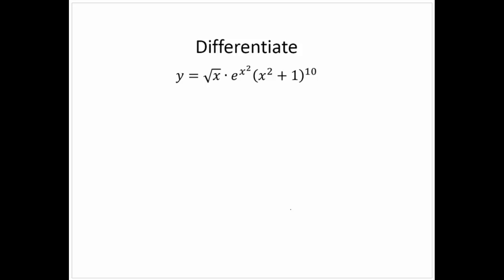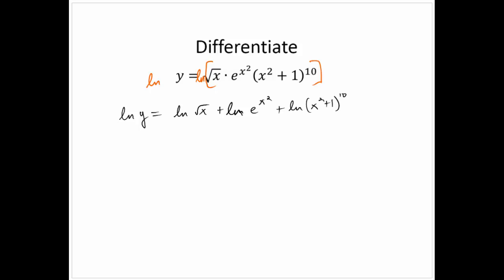So instead, here's another approach. I'm going to rewrite this by applying the natural log to both sides of the equation. Now, since I've done this, I can rewrite this equation as the natural log of y is equal to the natural log of the square root of x plus the natural log of e to the x squared plus the natural log of (x squared plus 1) to the 10th power.